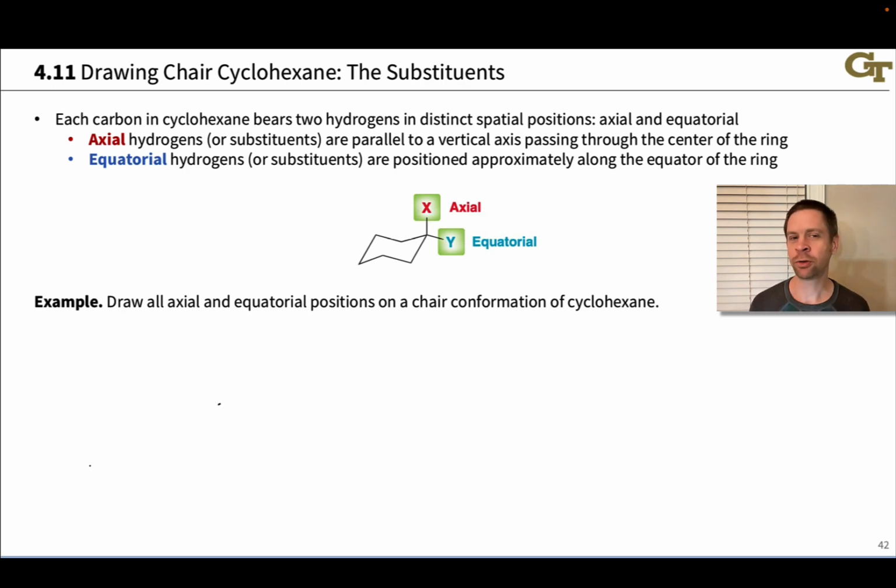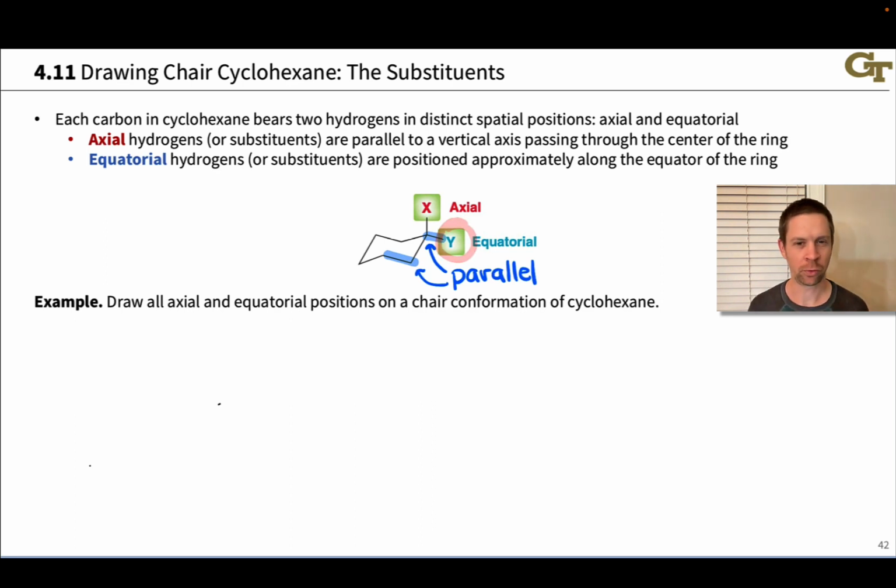The equatorial hydrogens or substituents are a bit more difficult to get a handle on, though, because these will also alternate up, down, but they'll be roughly in the plane of the ring. And the thing we should notice about this is that the equatorial bonds are parallel to the carbon-carbon bonds in the ring 2 bonds away. So let me carefully show you what I mean by this.